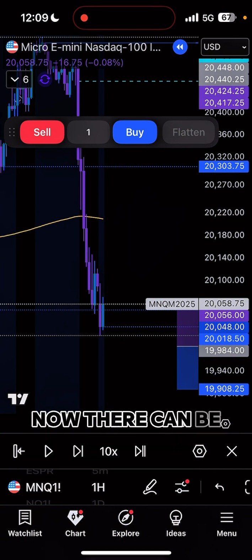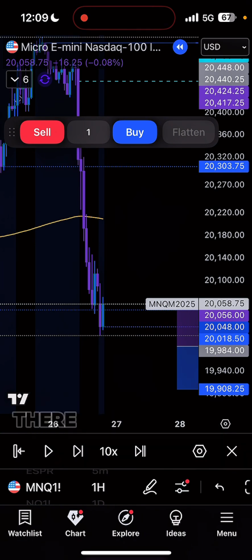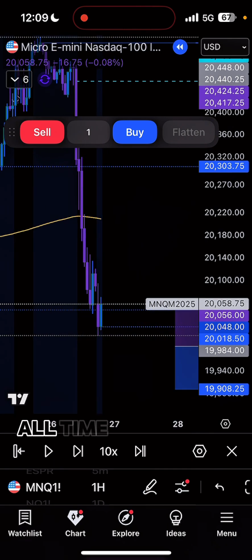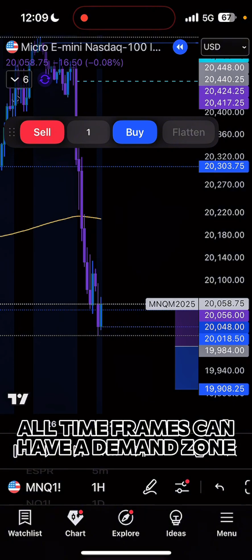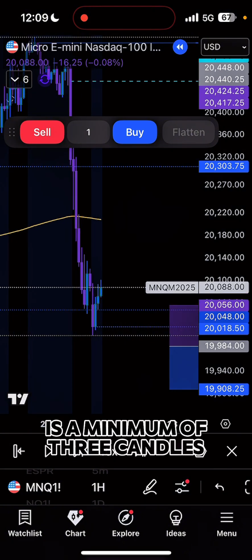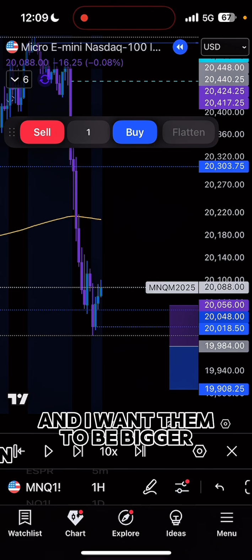Now, there can be demand zones on different time frames. There can be demand zones on the daily time frame, the 1 hour time frame, the 5 minute time frame. All time frames can have a demand zone. Now, the way that I like to classify my demand zone is a minimum of 3 candles, and I want them to be bigger than the surrounding candles.